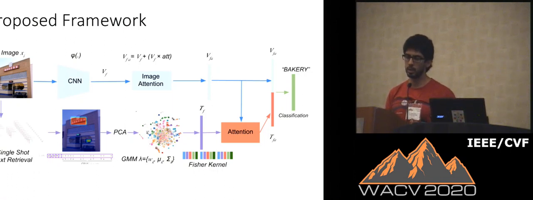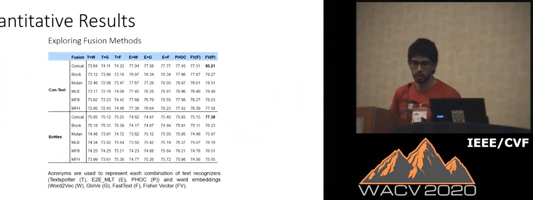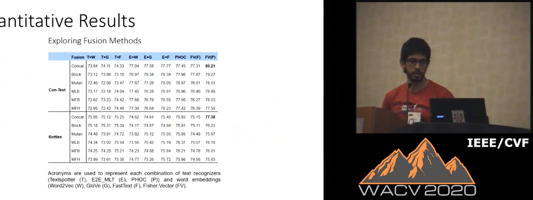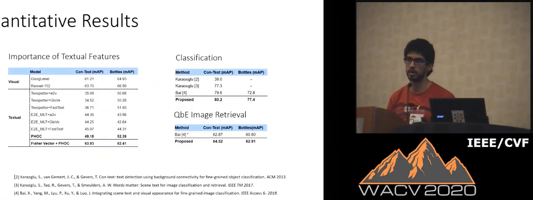And we use visual attention along with textual feature attention to finally perform the classification task. In our work, we also explored some fusion methods such as BLOCK, MUTAN, MLB, and other compact pooling methods. We evaluate our datasets with different OCRs and with different word embeddings. So also we evaluate the importance of textual features.